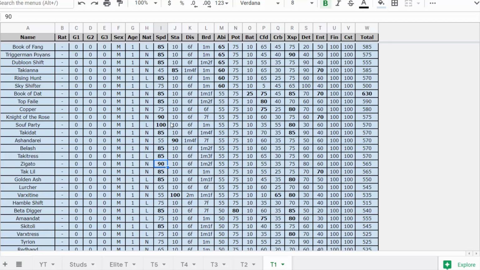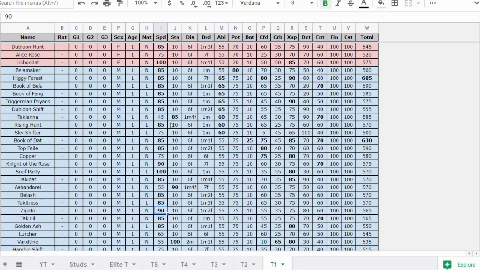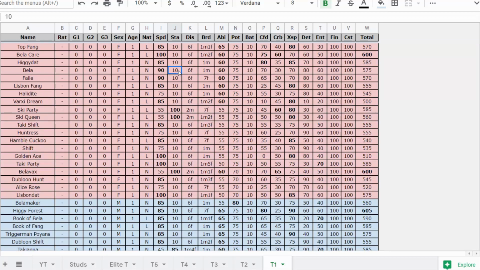Tyrion, Red Hand, like these are horses we've used to seed with. Zagato, we've used basically to seed with. Bella, we've used to seed with. 90 speed, but 60 potential, 75 potential, 60 ability. Nothing major, nothing weak. Higgy Dat's up there. Like, this is where we started from. Only one horse had 80 potential or more, and that was Bellamaker.